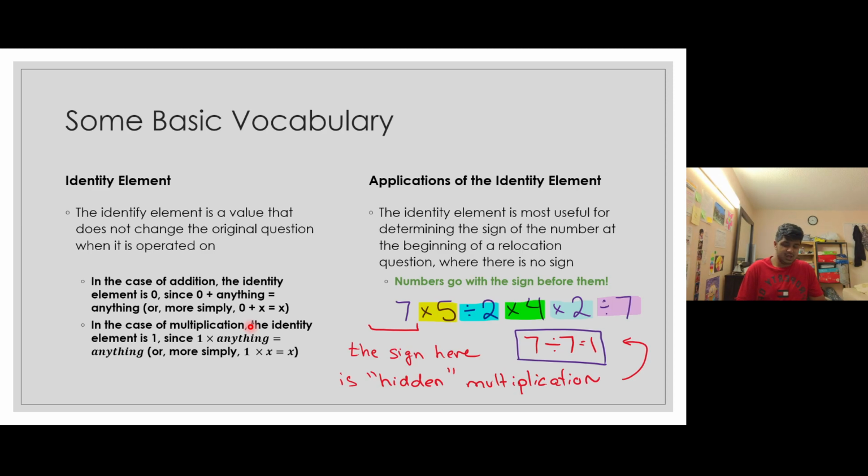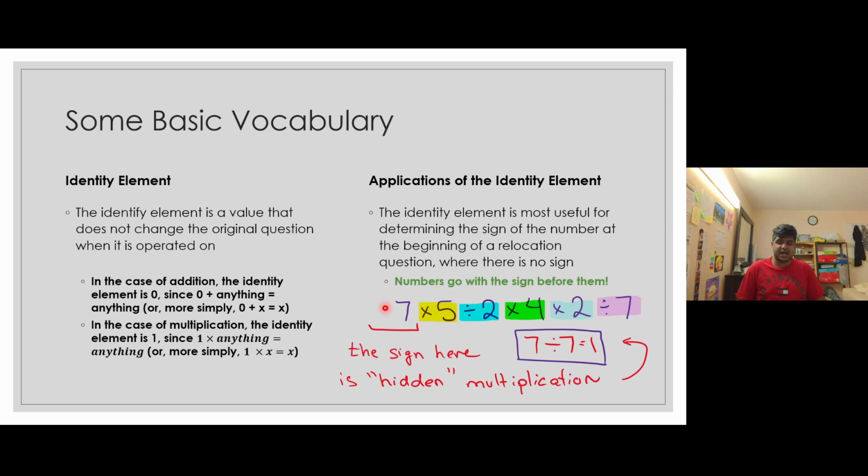Okay. What are the applications of the identity element? Well, you already know this, but basically every number goes with the sign before it. So 5, for example, is being multiplied, 2, for example, is being divided, 4, for example, again, is being multiplied, 2, for example, is being multiplied. But what about this 7 at the beginning, which doesn't have any sign before it? Well, I say that this has a hidden multiplication, which means, because obviously it's not 8 or 10, the 7 isn't being added to anything or multiplied by anything, so we say it's being multiplied by 1.